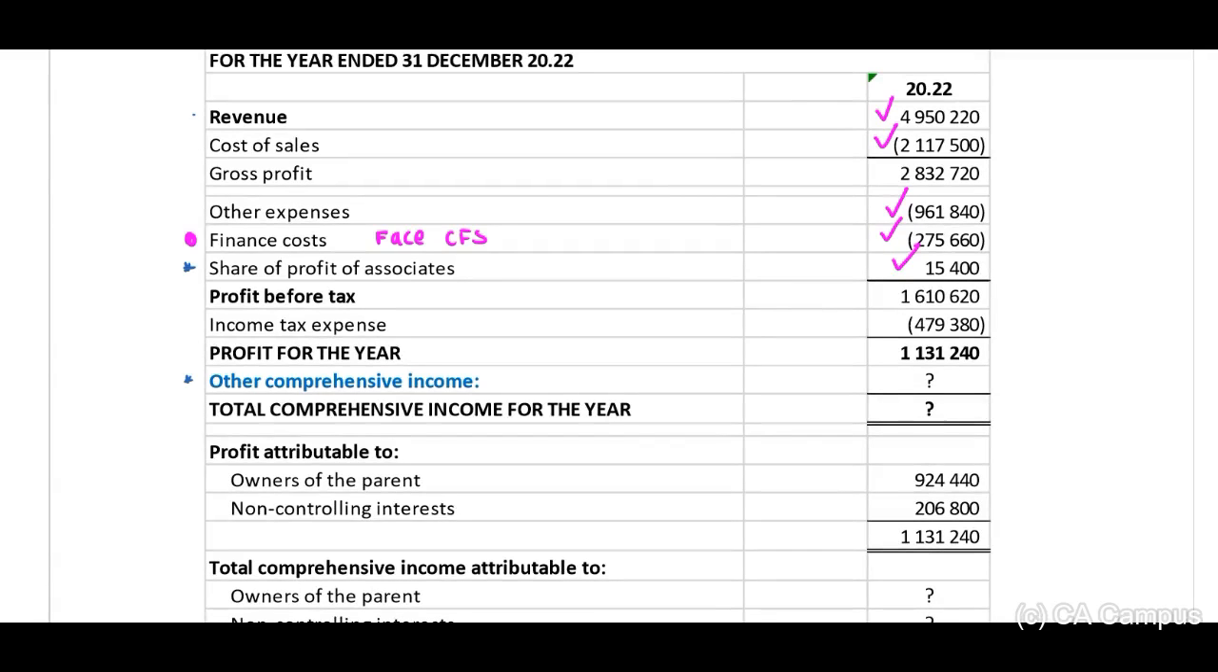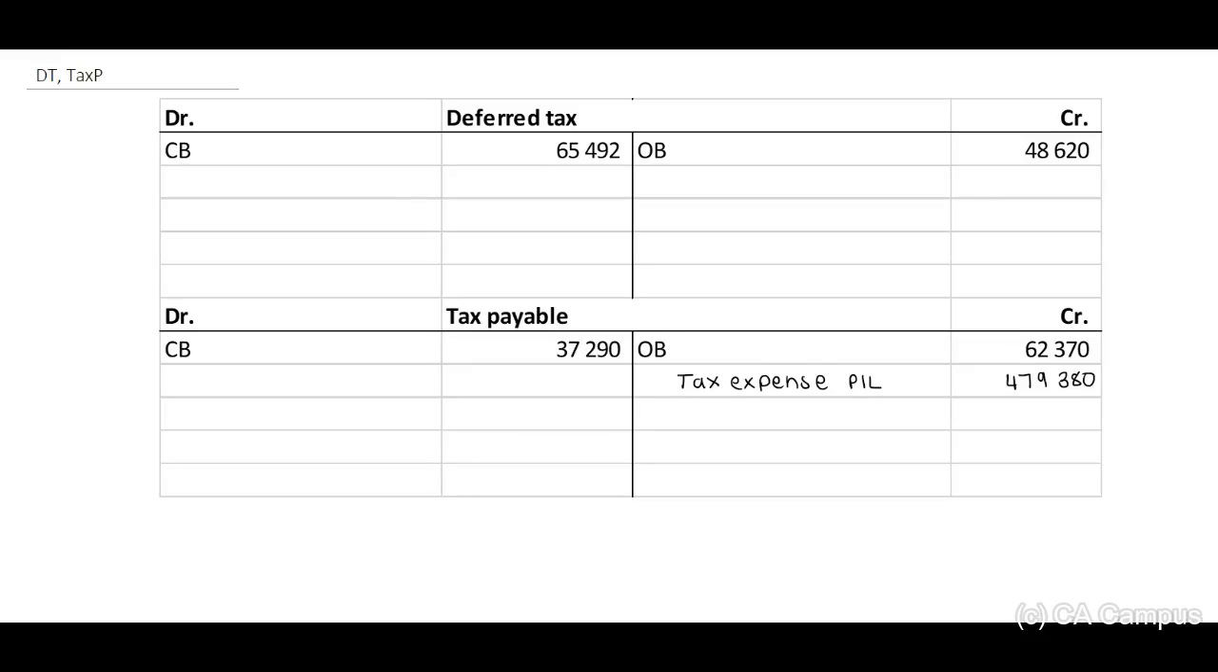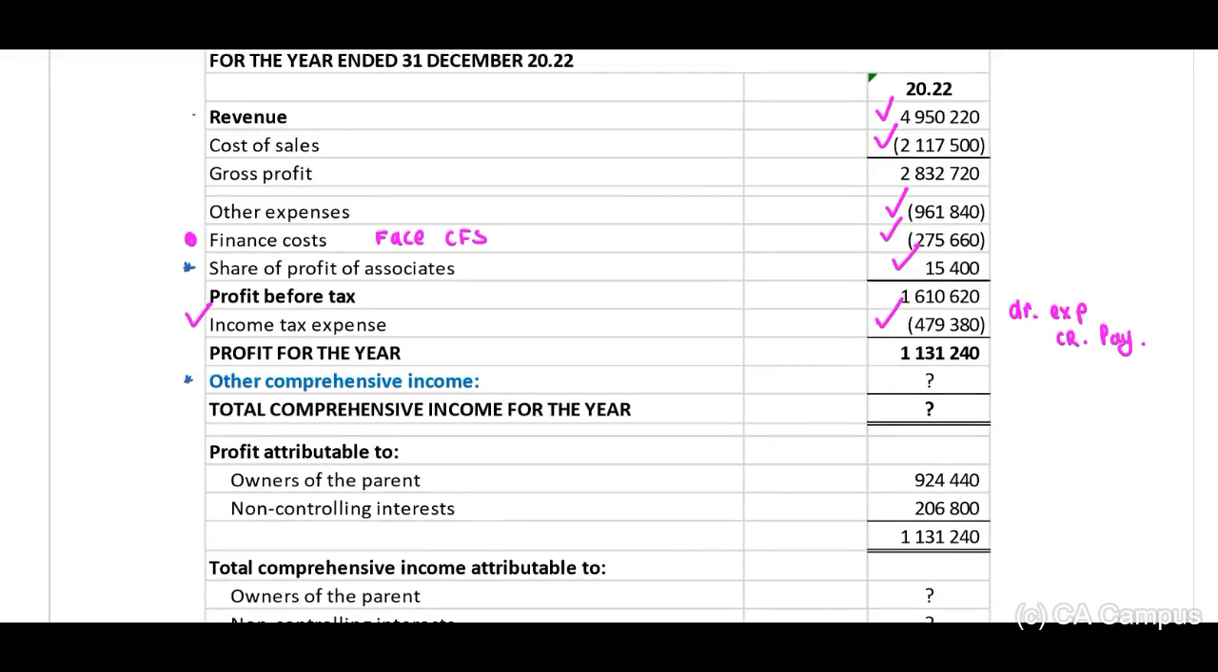Next line item, income tax expense. My income tax expense, think about your journal. We will debit our expense and we will credit our tax payable, 479,380. Therefore, on the credit side of my tax payable account, I will include 479,380. Then if we refer back, I've ticked it off.